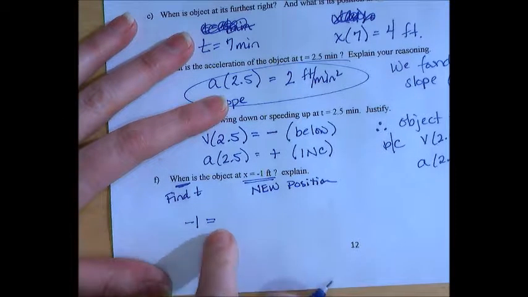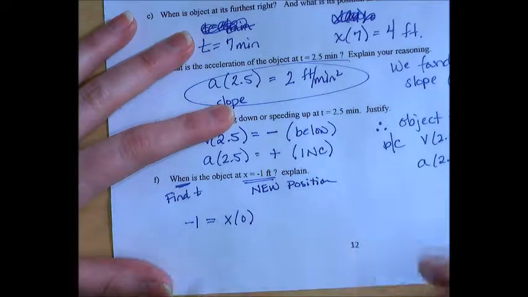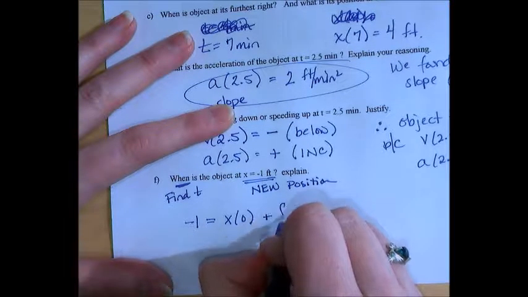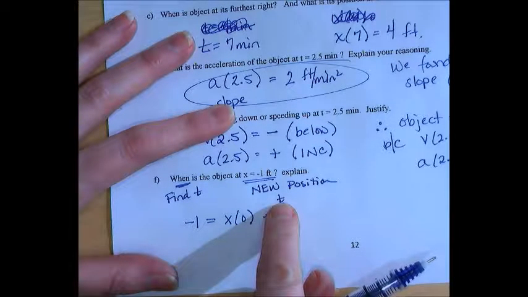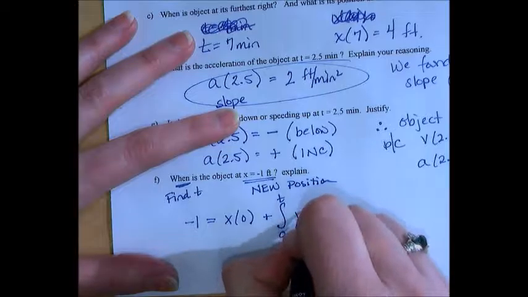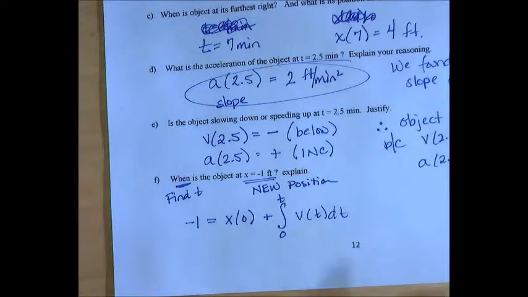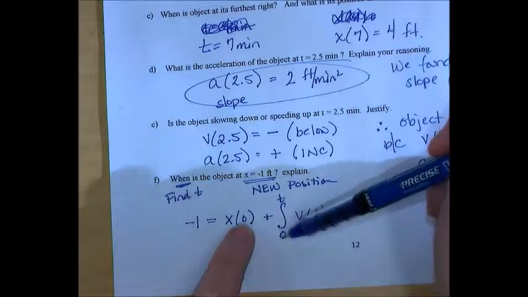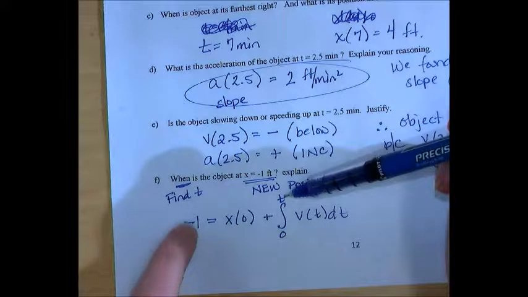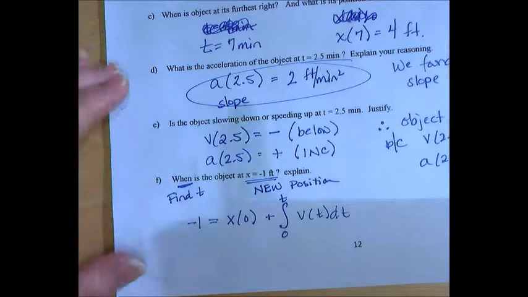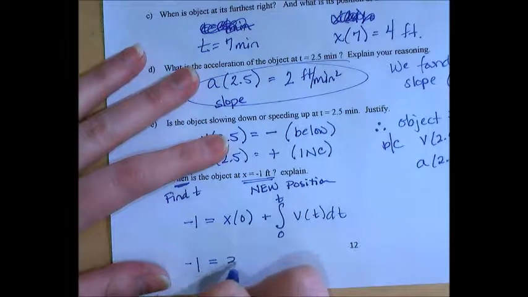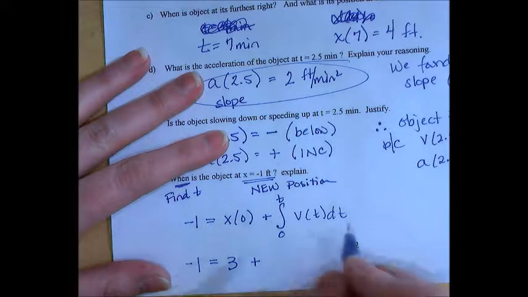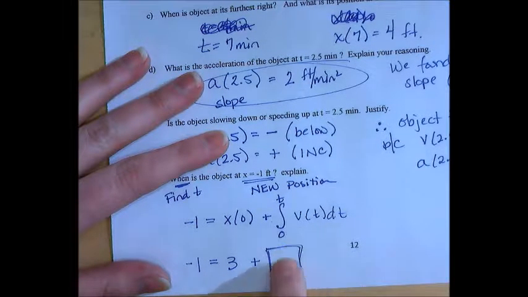My new position is equal to my starting position plus the integral from 0 to whatever time I'm at that position of v of t dt. Okay? Now, I always say that your lower limit should match this, and that your upper limit should match your time out at the new position. I'm looking for the time. They gave me the new position. So -1 equals, the starting position is 3. They gave us that. Plus, whatever this integral is, this is what I'm looking for.